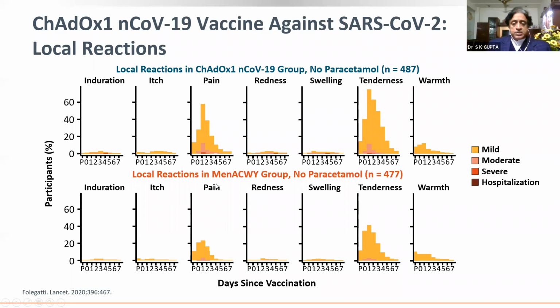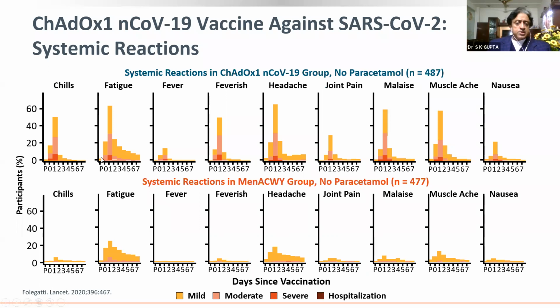And you can see the local reaction. The important thing is the lesion, because the yellow color shows the mild symptoms, and the dark color shows the severe symptoms. You can see hardly any red colors. There have been mild pain, redness, swelling, tenderness, and warmth in the patients who received it, and they all responded to paracetamol. Systemic reactions in the form of chills, fatigue, fever, headache, joint pains, malaise, etc., were also pretty mild, and they occurred in the initial 1 or 2 days. And there were hardly any severe reactions or hospitalization.